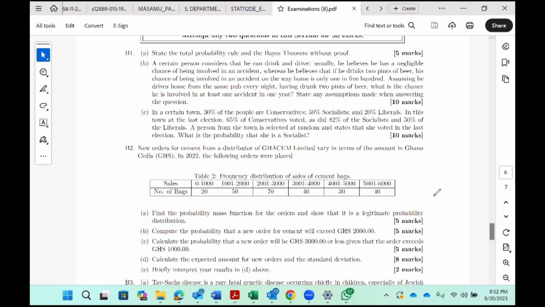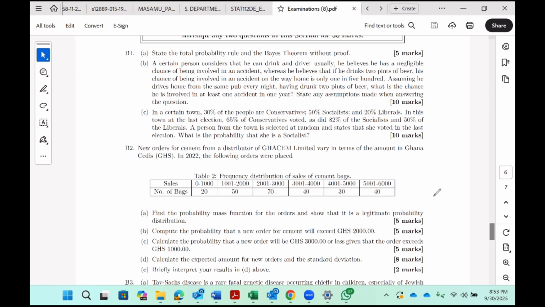Assuming he drives home from the same pub every night, having drunk 2 pints of beer, what is the chance he is involved in at least one accident in 1 year? State any assumption made when assuming your answer.